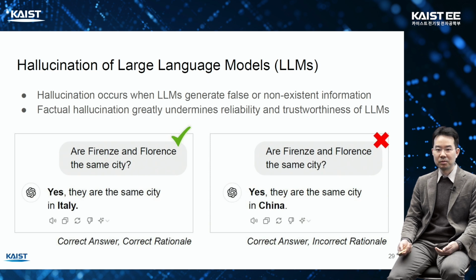If you look at the example below, let's say that we ask the question, are Firenze and Florence the same city? On the left-hand side, the LLM answers yes, because they are the same city in Italy. In this case, both the answer and the rationale are correct. But on the right-hand side, you can see that the LLM answers correctly yes, but gives the incorrect rationale, saying that they are the same city in, say, China. So for our benchmark, we would like to evaluate both the answer correctness and the rationale correctness.